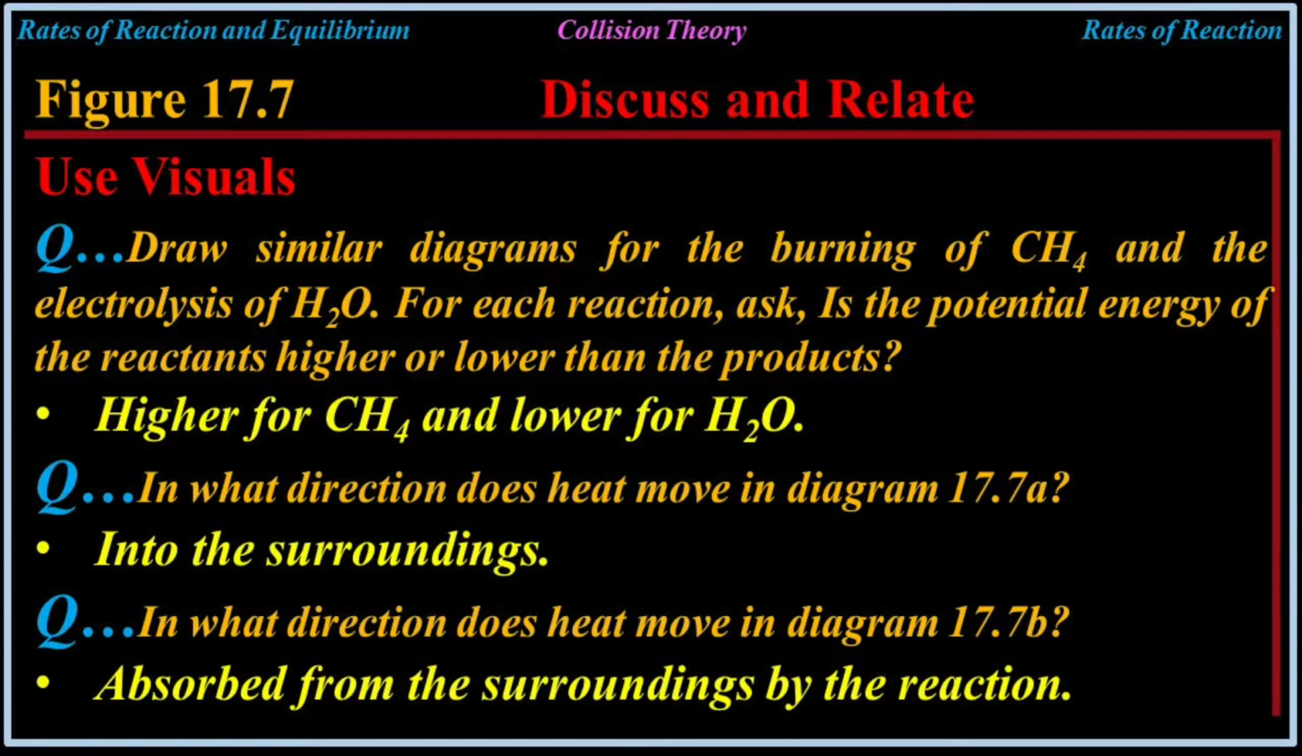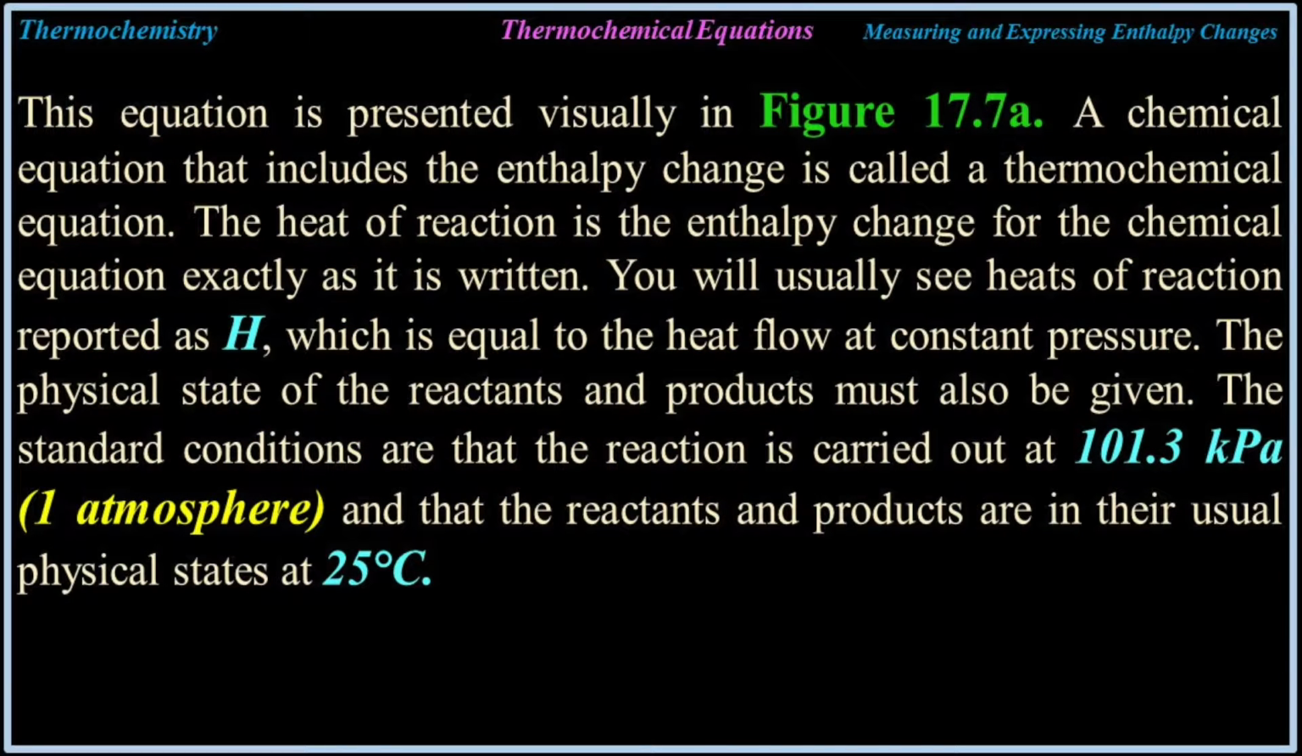Absorbed from the surroundings by the reaction or into the system. This equation is presented visually in figure 17.7a. A chemical equation that includes the enthalpy change is called a thermochemical equation. The heat of reaction is the enthalpy change for the chemical equation exactly as it is written. You will usually see heats of reaction reported as ΔH, which is equal to the heat flow at constant pressure.